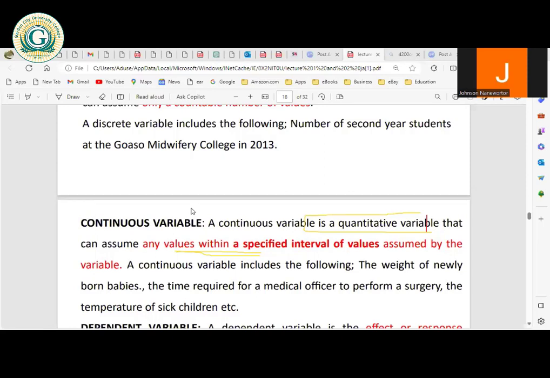Hello, sir. I want to know whether the color of people can be classified as a quantitative variable. So the color, what are the possible outcomes? Okay, the color, it cannot be counted. No. The question is, what are the possible outcomes? Normally, it is the possible outcome that will determine if it's quantitative or qualitative.